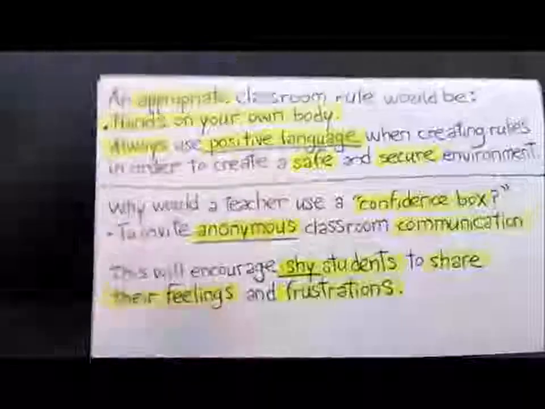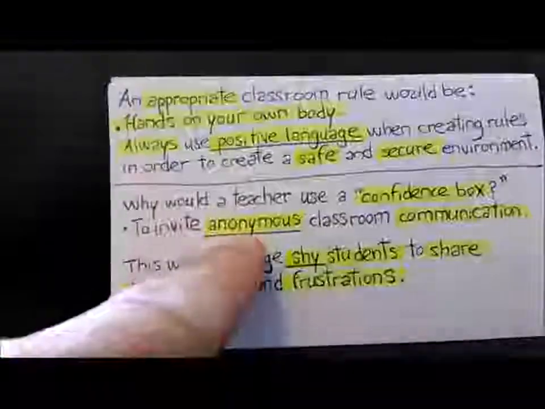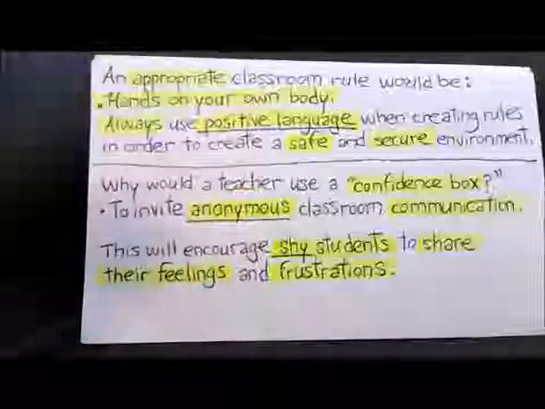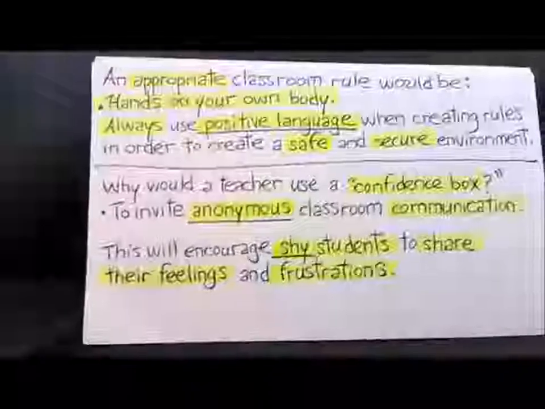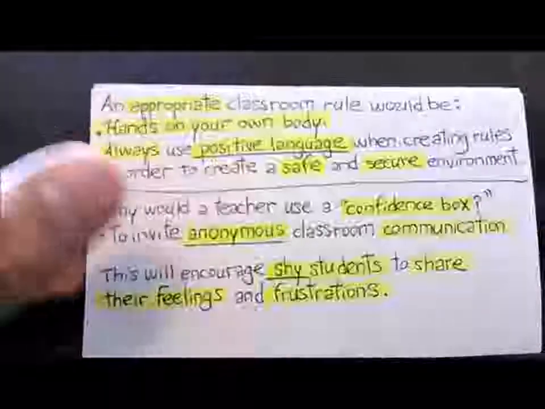Why would a teacher use a confidence box? Well, obviously to invite anonymous classroom communication. Okay, that's specifically for the shy students. This will encourage shy students to share their feelings and frustrations.